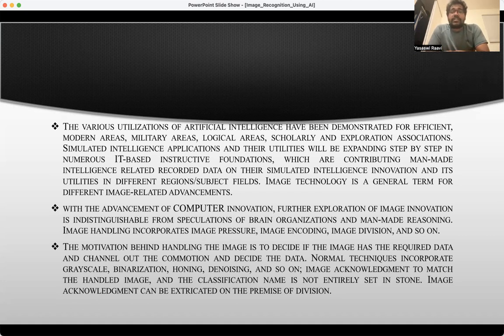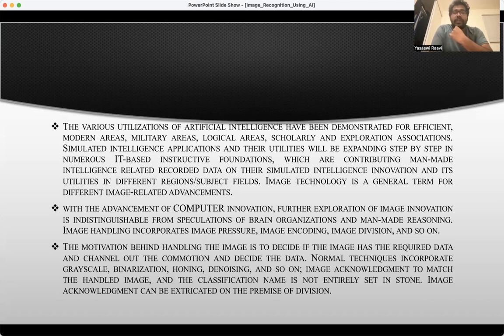Image technology is a general term for different image-related advancements. With the advance of computer innovation, further exploration of image innovation comes from theories of neural networks and artificial intelligence. Image processing incorporates image compression, image encoding, image segmentation, and so on.